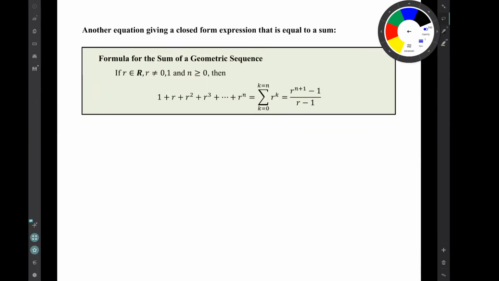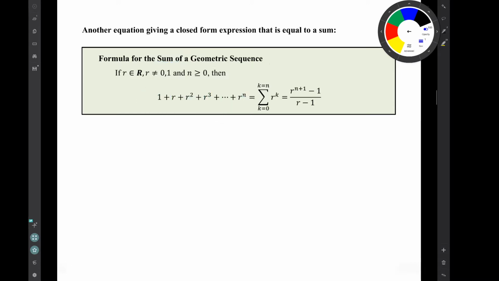Here's another equation giving a closed form expression that is equal to a sum. This is the formula for the sum of a geometric sequence. Remember that a geometric sequence is a sequence like this: 1, r, r squared, r cubed, and so on, all the way up to some r superscript n. Now a sum of a geometric sequence means that you take those terms of a sequence and you put pluses between all of them. So this is the sum of a geometric sequence, this whole thing.